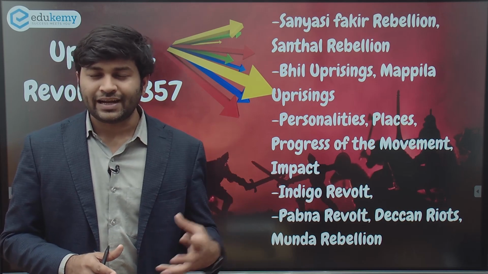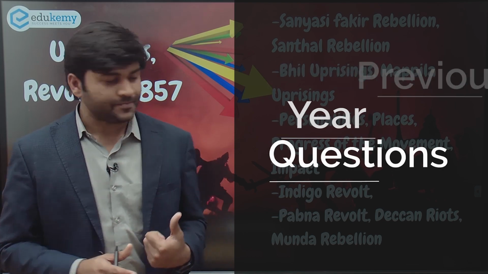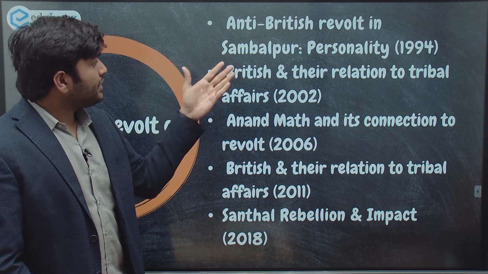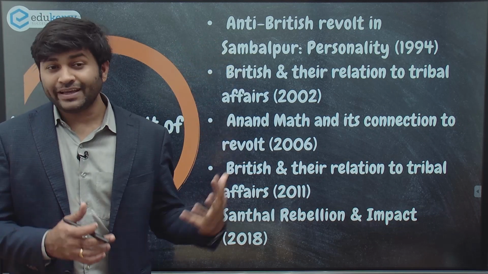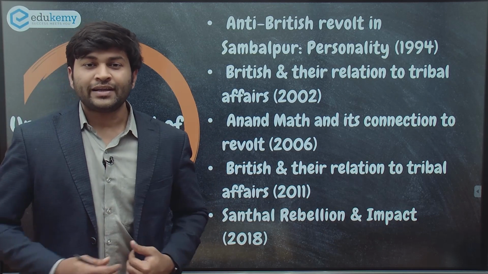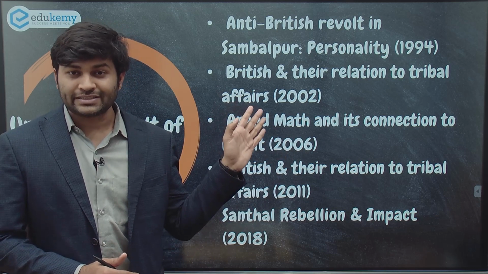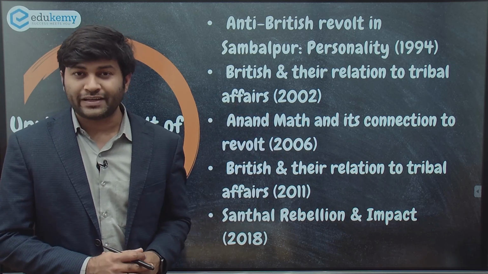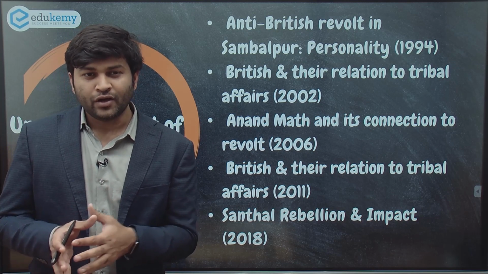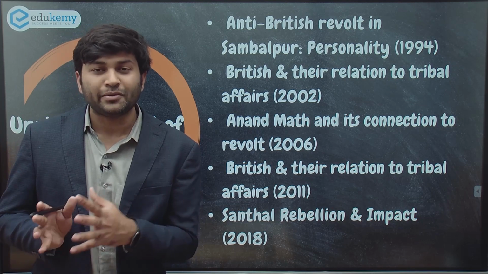Now let us understand the themes on which questions have come in the previous years. The question was on the anti-British revolt in the Sambalpur region and the various personalities associated with these revolts. Now the second question that came in 2002, you can see, is on the British and their relation to tribal affairs after the revolts had taken place, what the impact of these revolts on the British was and the change in the policies that they made.